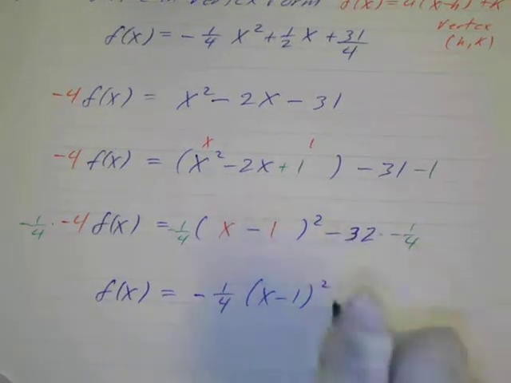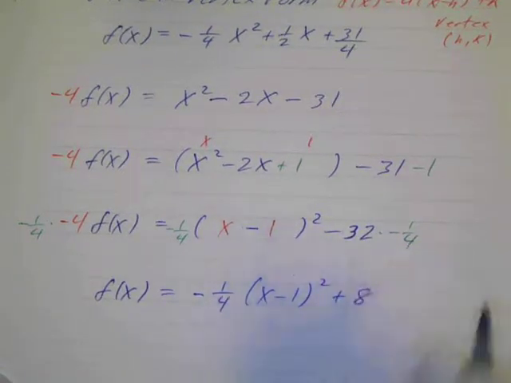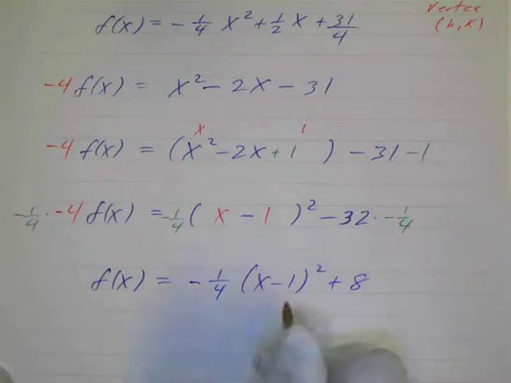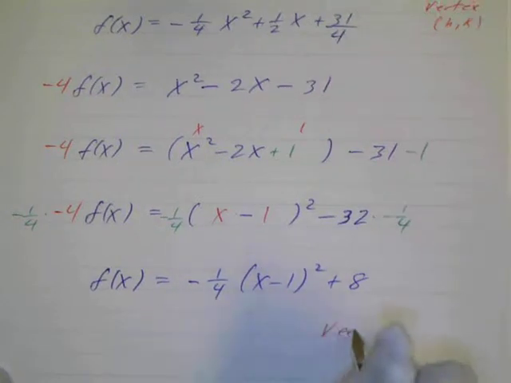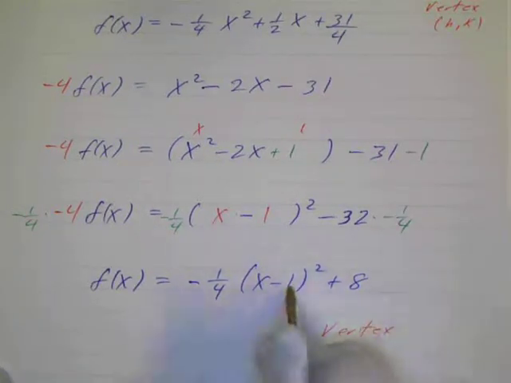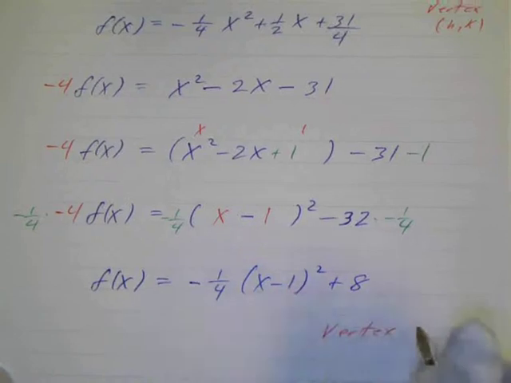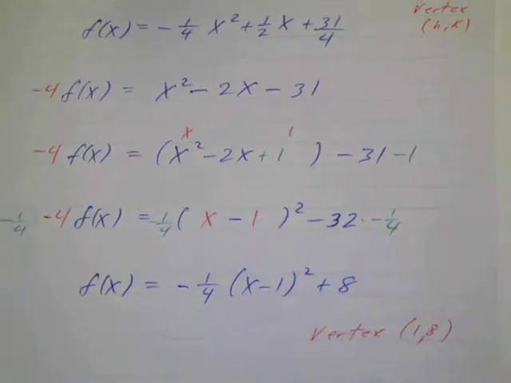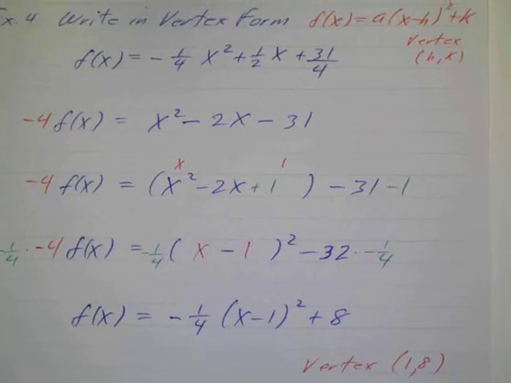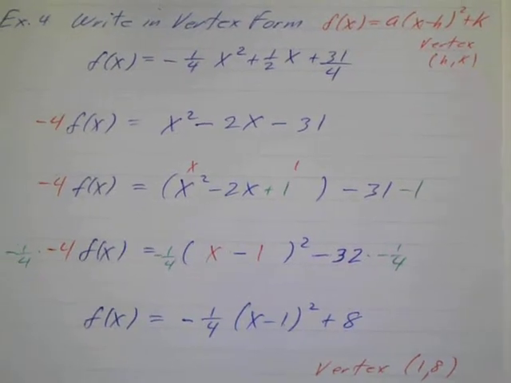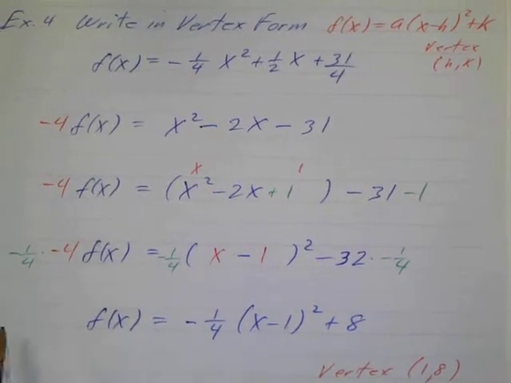And then a negative times a negative is positive, and 4 goes into 32 8 times. So our vertex is right over here, is h, k. So h is 1, k is 8. So there's your vertex. Okay? So it's not too bad once you get the hang of it. This is the little tricky part here, moving this over and moving it back.